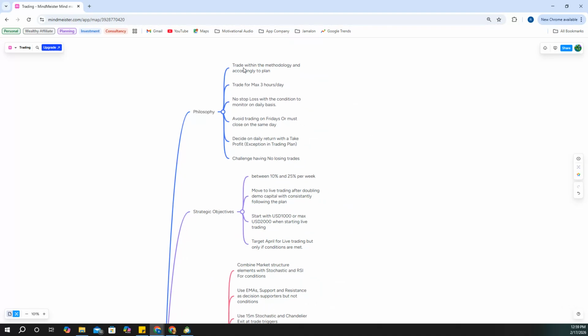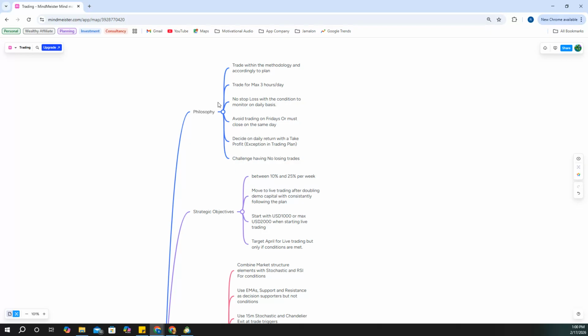The philosophy is: trade within the methodology and according to plan. Trade for a maximum of 3 hours. I traded today for 1.5 hours. No stop loss, with the condition to monitor on a daily basis, so I will not have a stop loss. Avoid trading on Fridays. Today is Tuesday. Decide on a daily return. I did that, with the exception in the trading plan. We'll see that exception. So decide on a daily return with a take profit. Challenge having no losing trades.